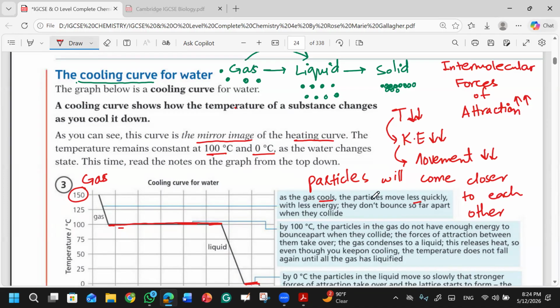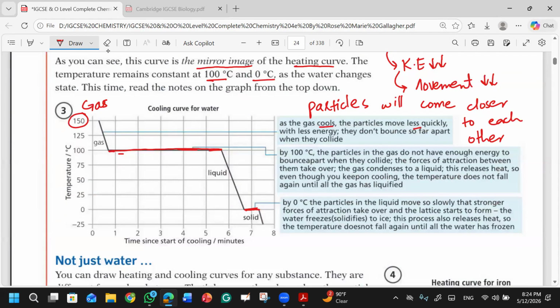Yes. So this is what is happening over here. If you see the first point, let me highlight it. This is the first point. They are saying, as the gas cools, the particles move less quickly with less energy. They don't bounce so far apart when they collide. Now what they are saying is that by cooling the gas, they don't bounce. Why will they not bounce? Because now you have less kinetic energy, there is less quick movement. That's why they will not frequently bounce.